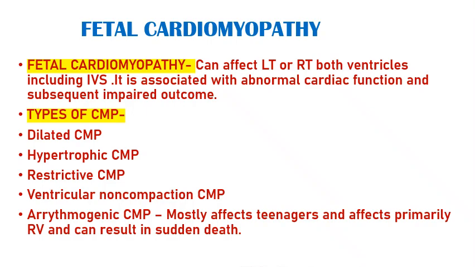Now we will discuss fetal myocardial diseases, that is, fetal cardiomyopathies. These can affect the left or right or both ventricles, including the IVS. It is associated with abnormal cardiac function and subsequent impaired outcome. These can be dilated, hypertrophic, restrictive, ventricular non-compaction, or arrhythmogenic cardiomyopathy. Arrhythmogenic mainly affects teenagers and primarily the right ventricle, and can result in sudden death.